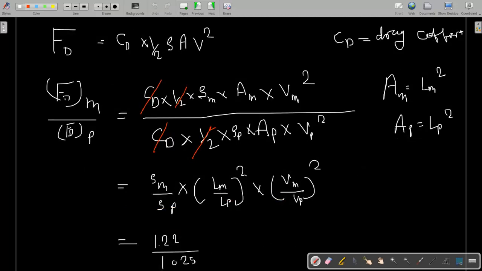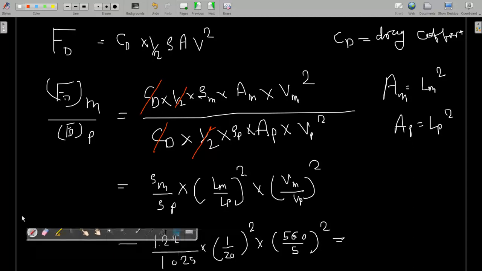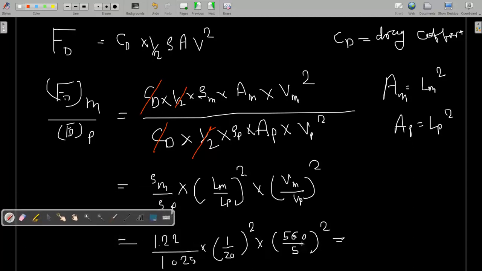So just coming back to our solution, lm by lp is 1 by 20 whole square, into vm by vp. Vm by vp is what? Velocity of model is 560 meter per second divided by 5 whole square. So when you solve this in your calculator, you will find 0.0373. So this is the ratio of drag force between the model and prototype. So this is the answer to our second question.